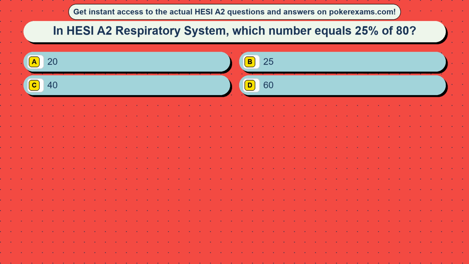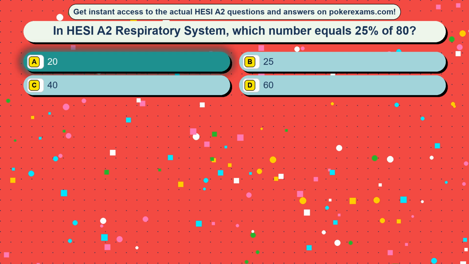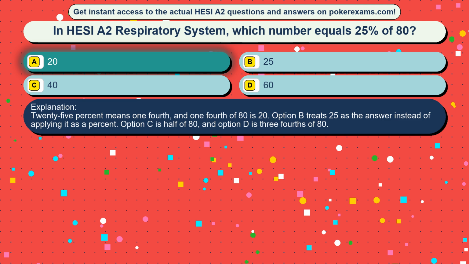Option A 20, option B 25, option C 40, option D 60. The correct answer is option A 20. 25% means 1/4, and 1/4 of 80 is 20. Option B treats 25 as the answer instead of applying it as a percent. Option C is half of 80, and option D is 3/4 of 80.